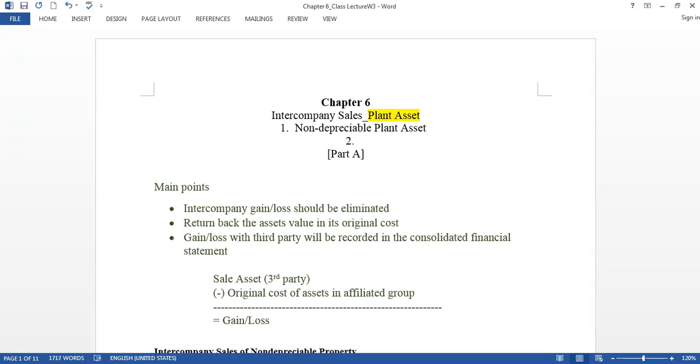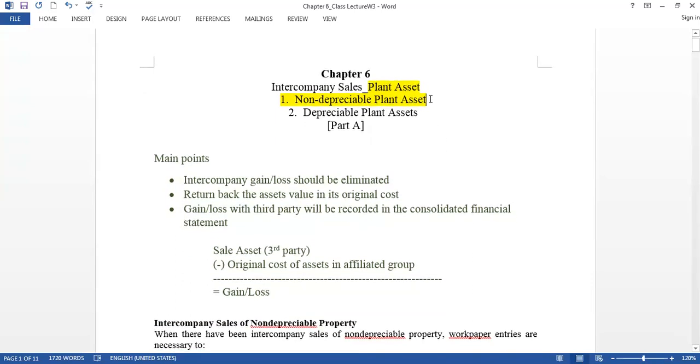And the second one is about depreciable plant assets. And you may have two questions from these two topics. One is about depreciable plant assets, another is about non-depreciable. Today we are going to see how to record some journal entries for intercompany sales that are related with non-depreciable plant assets.